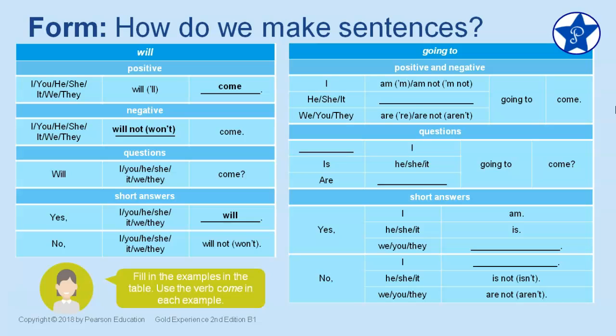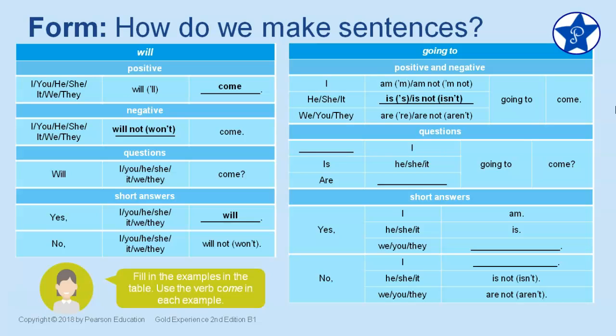Now let's have a look at the table on your right. Going to is a very special use of present continuous. So if you think that it behaves just like the present continuous tense, I suppose you'll know how to complete this table. He, she, it is going or isn't going to come.